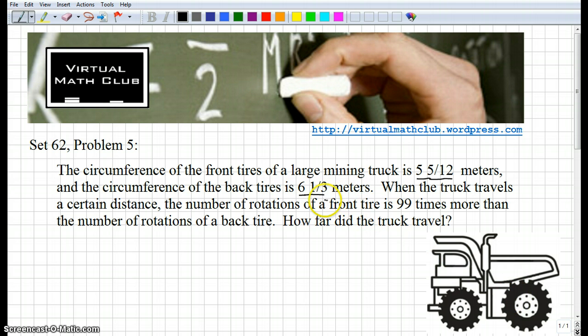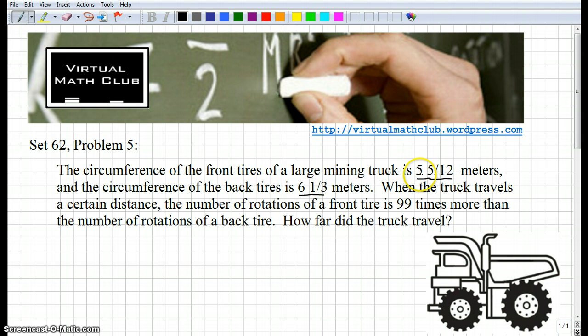Now obviously we can't travel 6 and 1/3 meters with the back, and 5 and 5/12 meters with the front. We're traveling one distance with the whole truck. So the first thing I want to do, I'm going to rewrite these mixed fractions as improper fractions. Now, I don't know why they call them improper fractions, but in this case it's easier to work with them if they're in improper form.